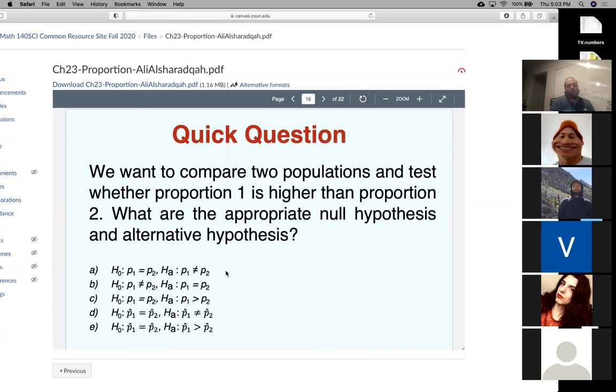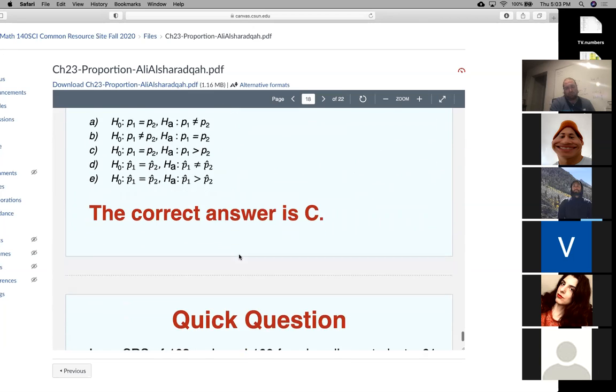Well, we're comparing two proportions. The null hypothesis is always the equal sign, so B is automatically out. The hats are never in our null and alternative hypotheses, so D and E are automatically out. So it's either A or C. Do we want to see them be different, or P1 greater? That's what it says: greater, higher, so it's got to be C.